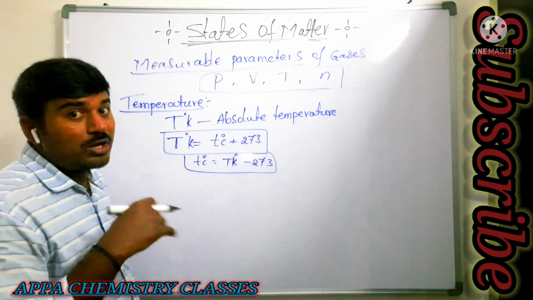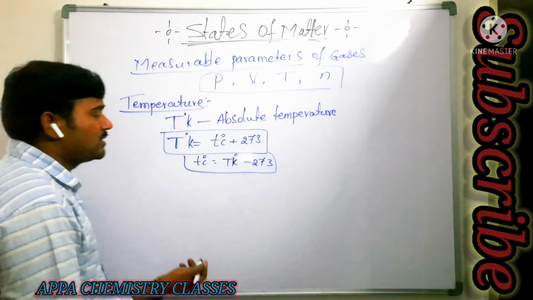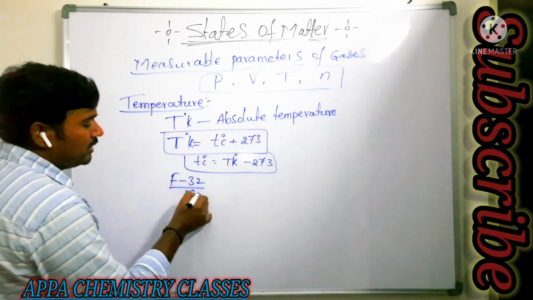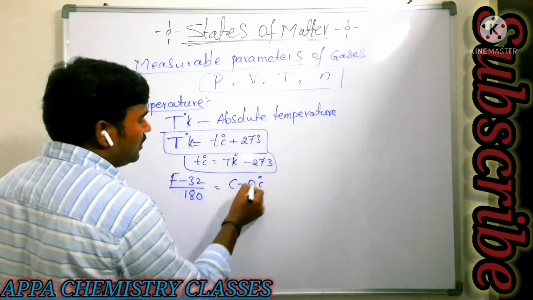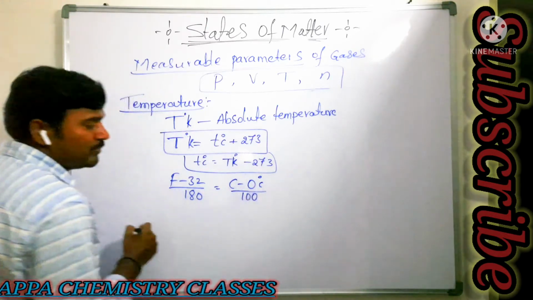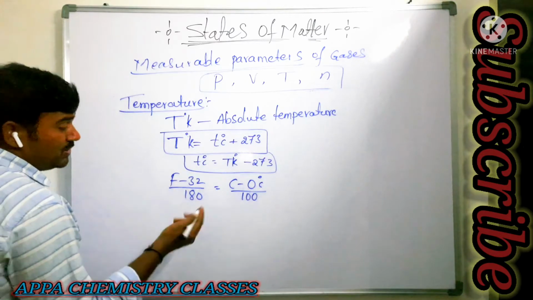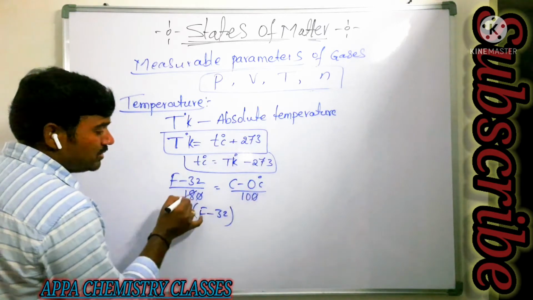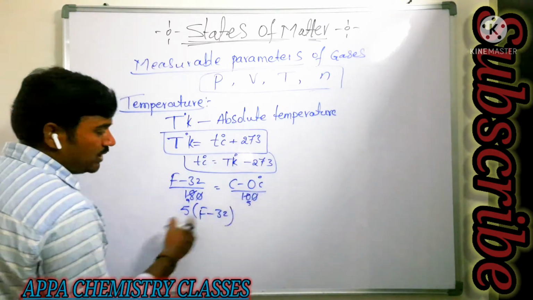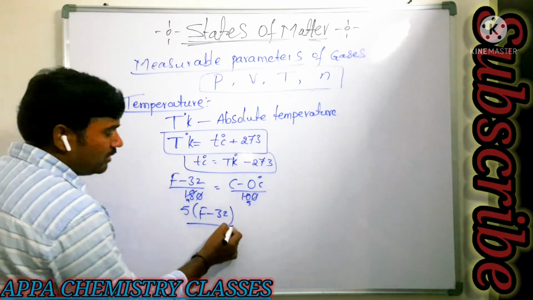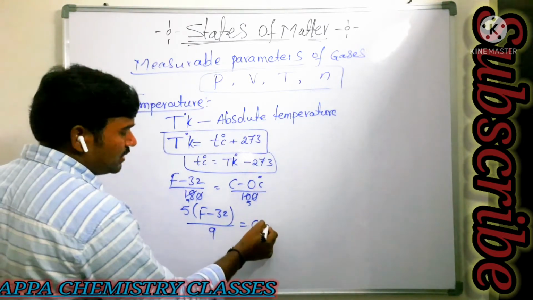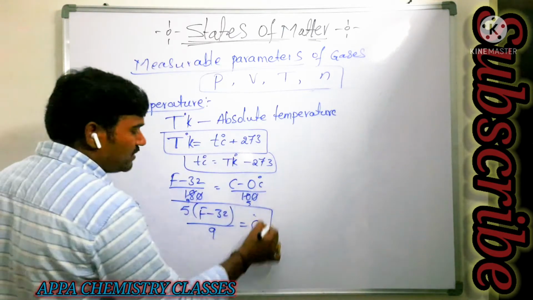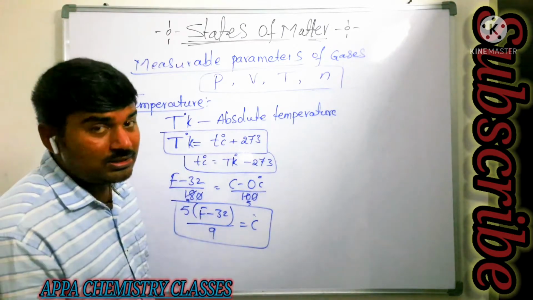You have degrees Fahrenheit also. How to convert degrees Fahrenheit into degrees Celsius, we will see. We take F minus 32 by 180 is equal to C minus 0 by 100. Sometimes this formula is represented like this also: F minus 32 into 5, the zero gets cancelled, so the 5 in the denominator comes into the numerator, by 9, is equal to C in degrees Celsius, the centigrade. Is that clear? By using this formula we can convert degrees Fahrenheit into degrees Celsius.